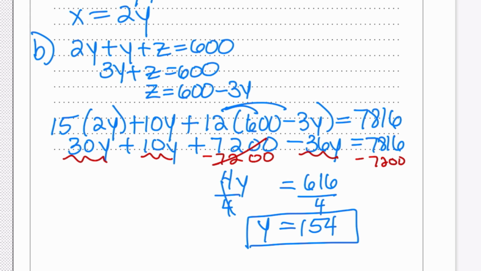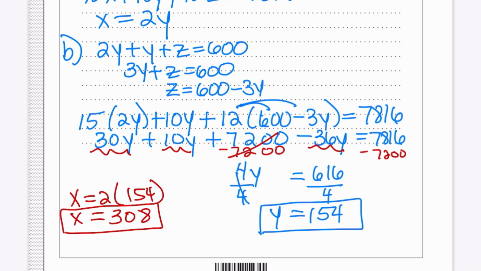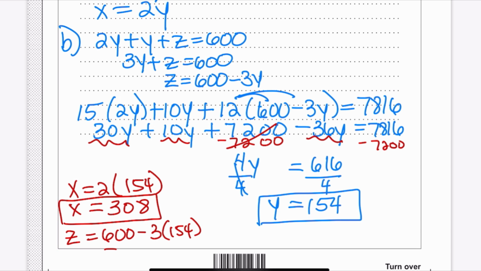Then I can go back and substitute. x is equal to 2 times y. So 2 times 154, which is going to be 308. So x is equal to 308. And then z is equal to 600 minus 3 times y, which is 154. So that's going to equal 138. So z is equal to 138, and those are going to be my 3 answers.